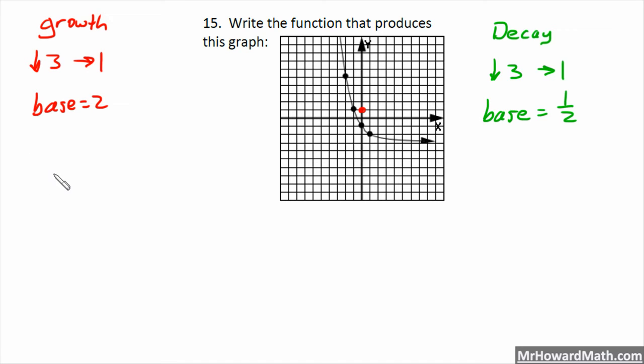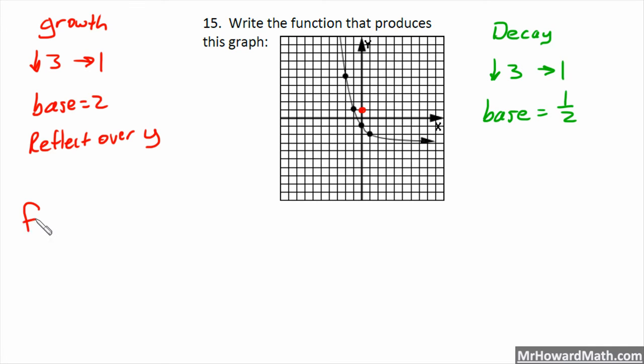So with growth, by the way, this is down 3, right 1. For growth, we also have to reflect. Let's write that, reflect, because growth is normally shaped like this, so it's reflect over y. So if we choose to use growth, we also have to reflect it like that.